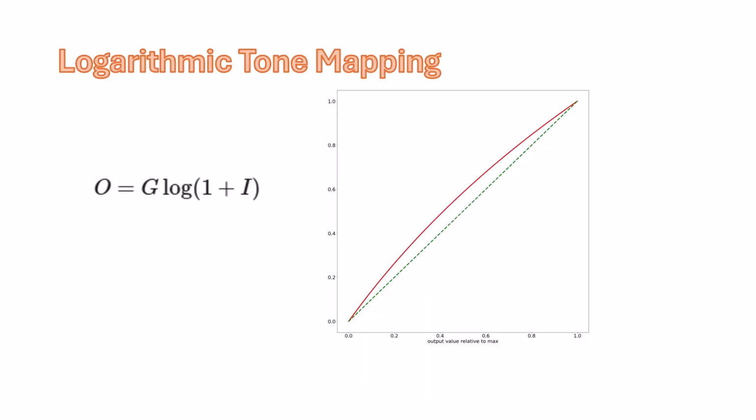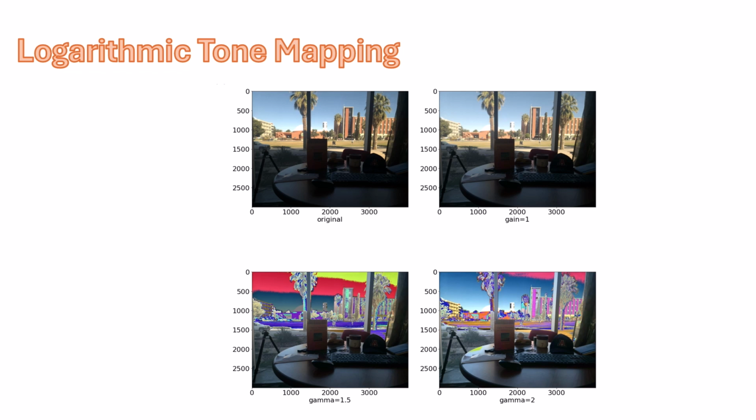Another kind of tone mapping would be logarithmic tone mapping, where again we just have a function relating the measured signal values to the displayed signal values and making that nonlinear. Here are examples of this logarithmic tone mapping to adjust the image.